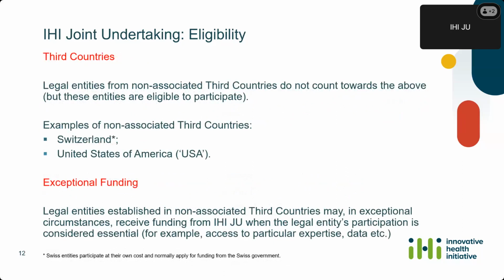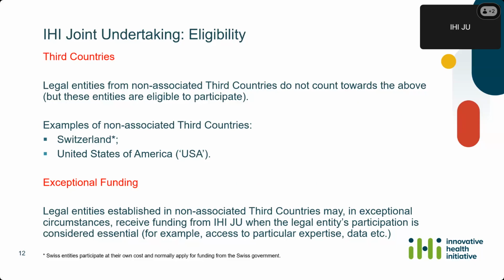As we said, third countries, which were the grey countries on the map, like the US, like Australia, are not associated to the Horizon Europe program. Therefore, from the start, they're not eligible to receive funding. They're eligible to participate, though. And there are a couple of caveats here. Theoretically, as we have at the bottom half of the slide, an entity coming from a non-associated third country can, in really exceptional circumstances, receive funding from IHI-JU, from us, when their participation in the project is considered absolutely essential.